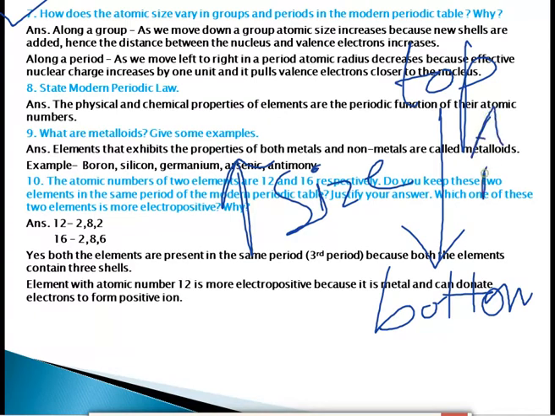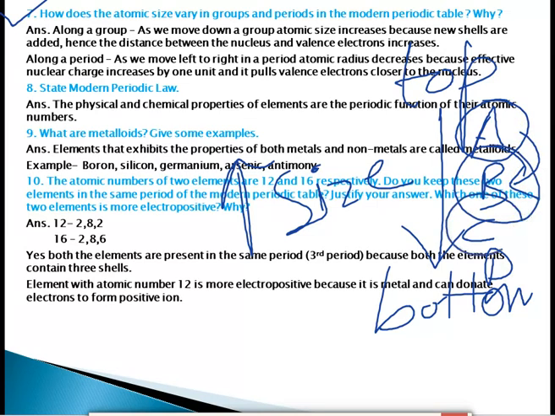Suppose A, B, C, D, E elements are there. For the first element, the size will be different. When you move to element number B, one more shell will be added, so its size will become a little larger. Then it will become a little larger again. And when you reach element number D, one more new shell will be added, so its size will become large. So when you move from top to bottom in a group, the atomic size increases. Why? Because the number of shells increases, new shells are added, and the distance between the nucleus and the valence shell increases. That's why the size also increases.